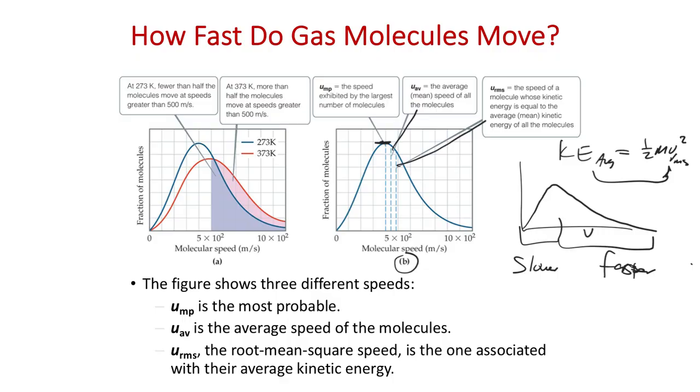And the book uses U for velocity. I don't know why they don't use V, but I like V for velocity. The book likes U, but either U or V is velocity here. So the U_mp or the V_mp is the most probable velocity. The U average is the average velocity. That's the 50% point. And then the RMS, that's the root mean squared. That's the one associated with the average kinetic energy.